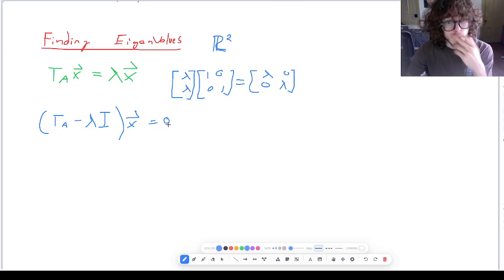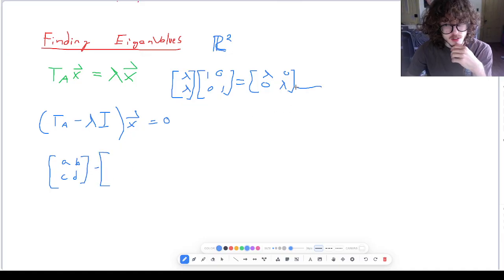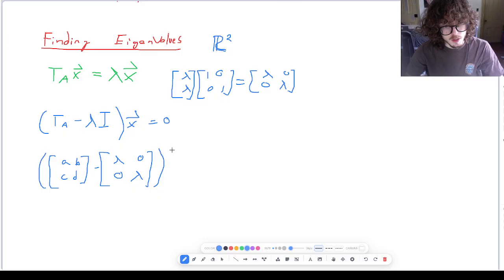So what do we do? Well, this A is going to be some constant term if we're in R2: A, B, C, D, minus this scalar. This is indeed a scalar. Lambda, lambda, 0, 0, right? This is multiplying our vector x1, x2, and this is all equal to 0.